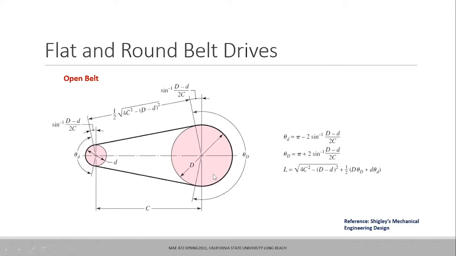Make sense? Okay. Yeah, it does. Thank you. So this L represents the total length of the belt around the pulleys. This is again a purely geometrical construction. It will be important when you have to purchase a belt or specify the belt length.